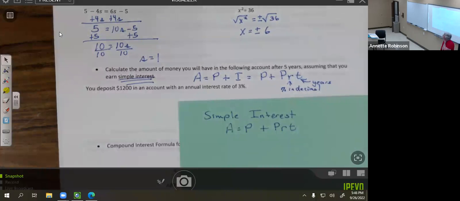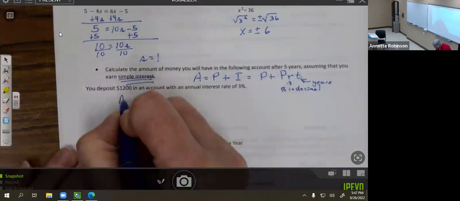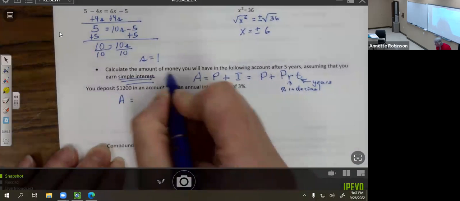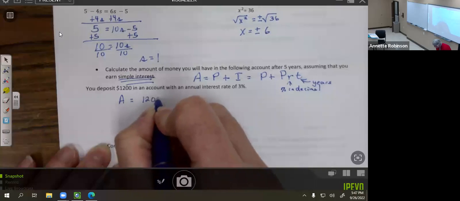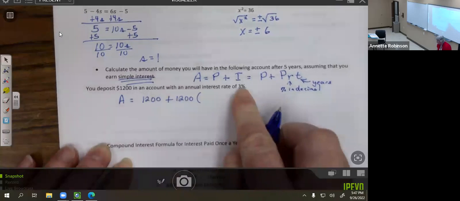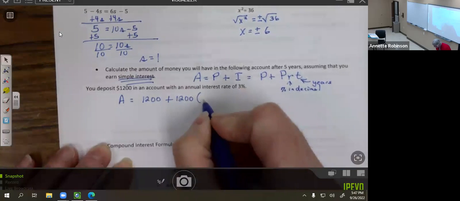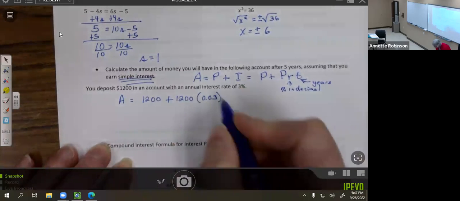Now, the easiest way to change a percent to a decimal is to just divide the number by 100. The percent sign is telling you to divide by 100. So in this particular problem, the amount in our account, which is what they are asking us to find, is that we had $1,200 principal, and on that $1,200, they did 3%. If I divide 3 by 100, it's going to give me this decimal. And it is for 5 years.